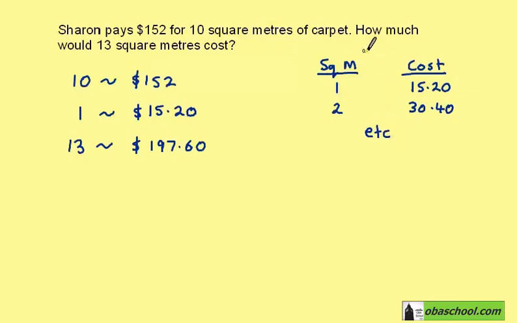Let's call the number of square meters A for area, and the cost, let's call it C. C would be equal to 15.2 times A. This is a direct proportion formula with the constant of proportionality equal to 15.2.